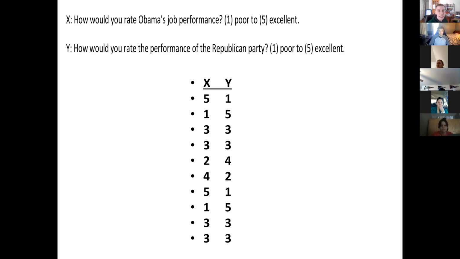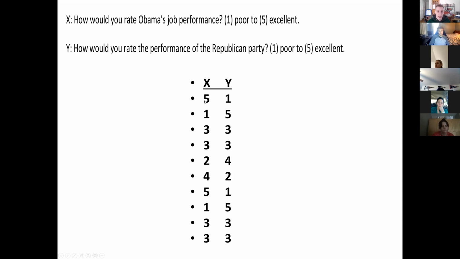We can look at the questions and probably guess that most likely this is going to be a negative correlation. People who thought that Obama did a good job are not going to be the same people who would rate the Republican Party highly, and vice versa. So it's going to be a negative correlation. And if you just look at the columns of numbers, you can assess without even running a correlation that these two things are negatively correlated.